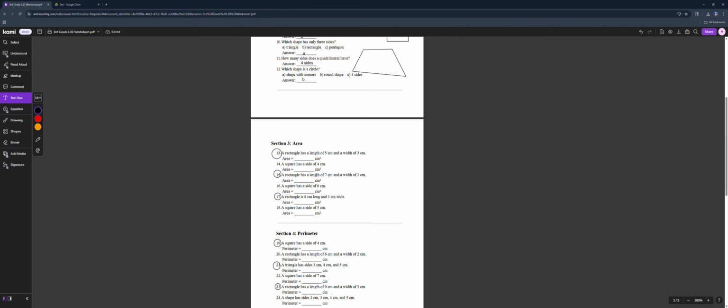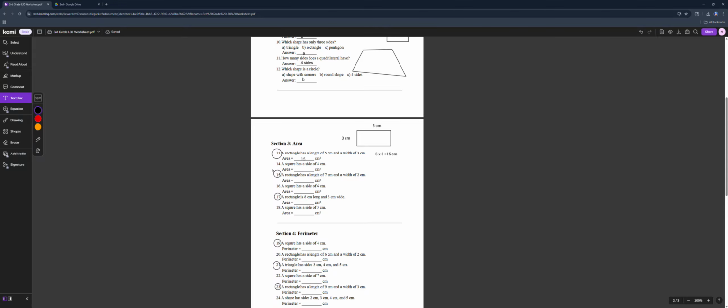Then section 3, we have area. Number 13, a rectangle has a length of 5 cm and a width of 3 cm, so it would look something like this. The long side is 5 cm, and the width or the short side is 3 cm. We're looking for the area, so we do length times width, which is 5 times 3, and that equals 15 cm.